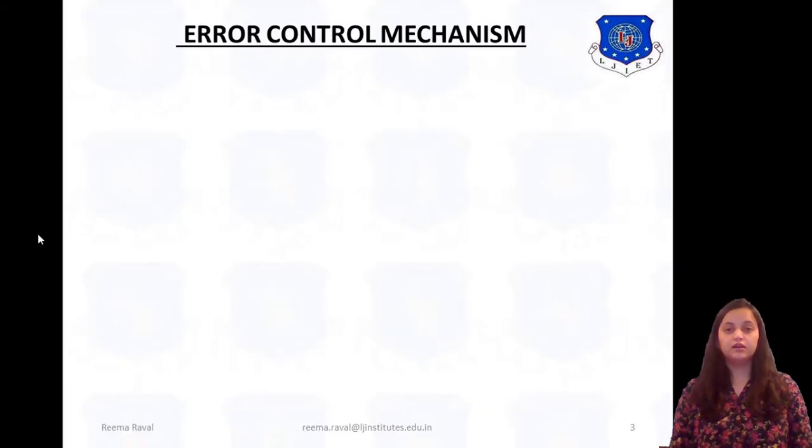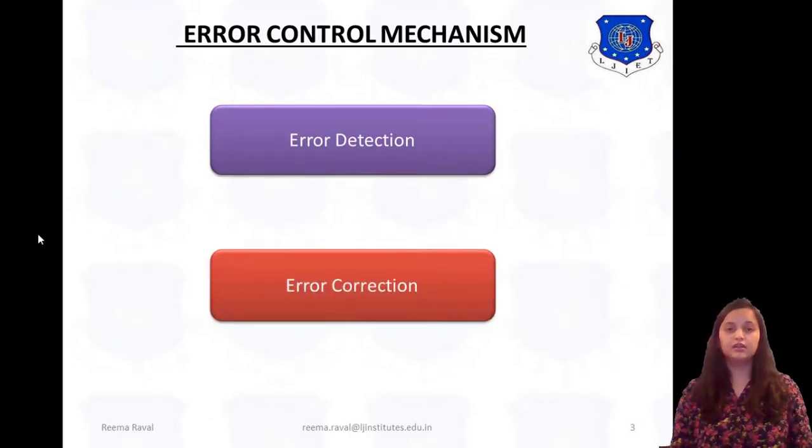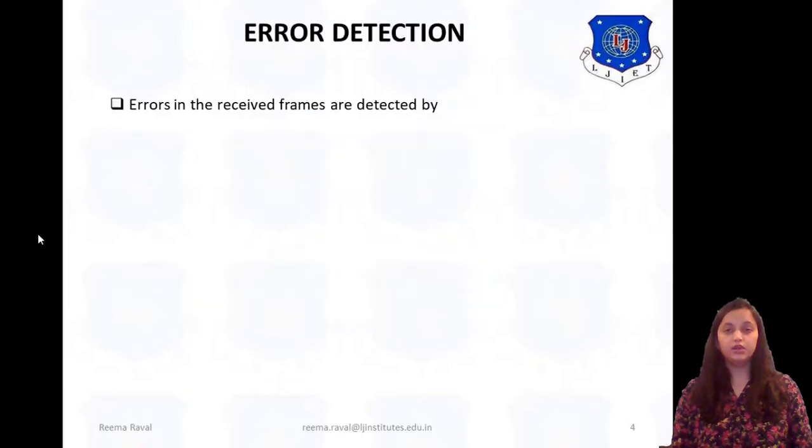Okay, so an error control mechanism is to be obtained to control this kind of errors in transmission. So for that there are two types of error control mechanism. First is error detection and the second is error correction. Okay, there are various methods in error detection and error correction. So first of all we are starting with error detection.